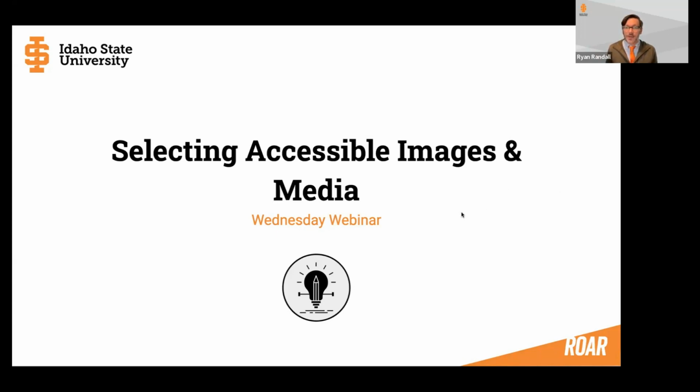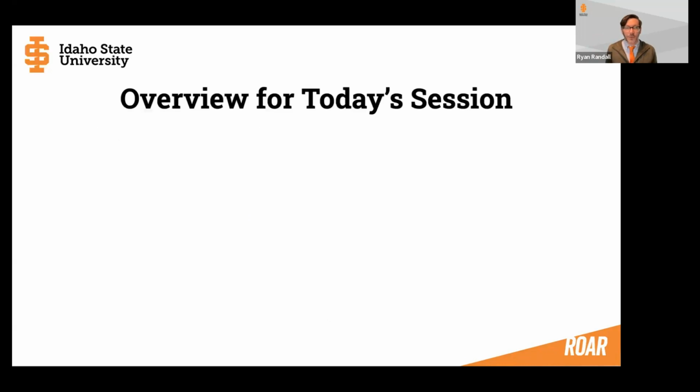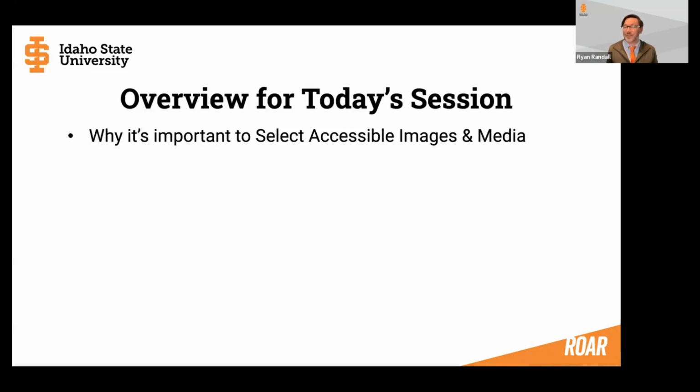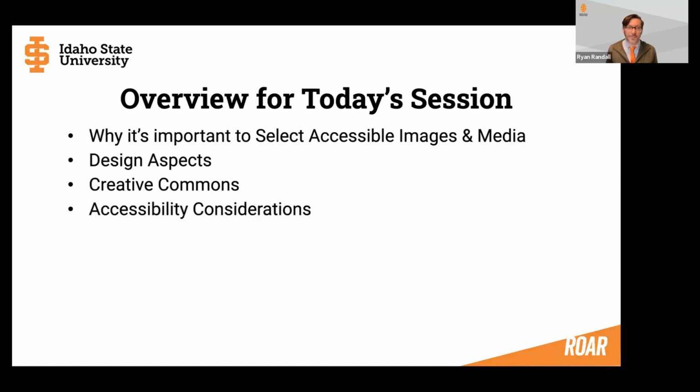So today, what we will be discussing, we'll talk about why it's important to select accessible images and media. We'll talk a little bit about the design aspects of what we mean when we say accessible. Kim's going to talk about Creative Commons, about how you can find images that are legal for you to reuse. And Mark's going to tell us a bit about accessibility considerations, and then we'll have a Q&A. So that's a preview of very soon coming attractions for today's session.